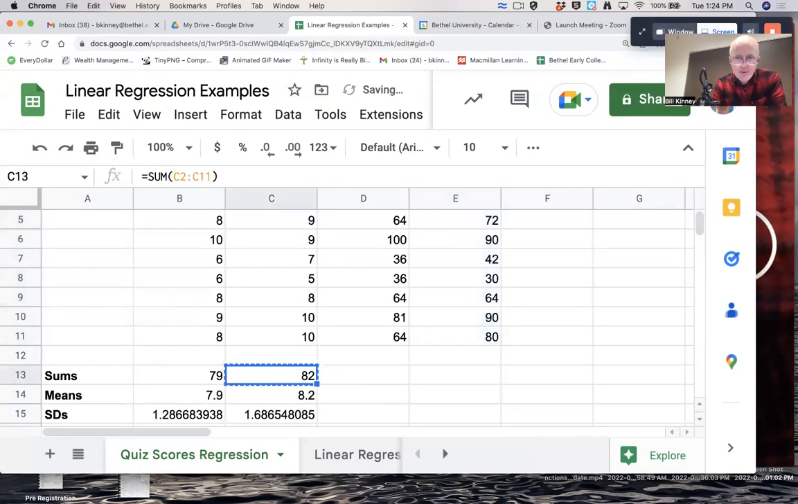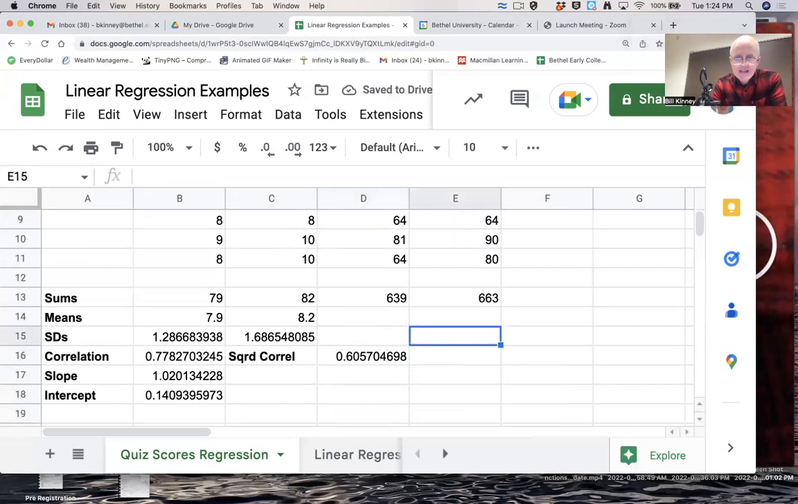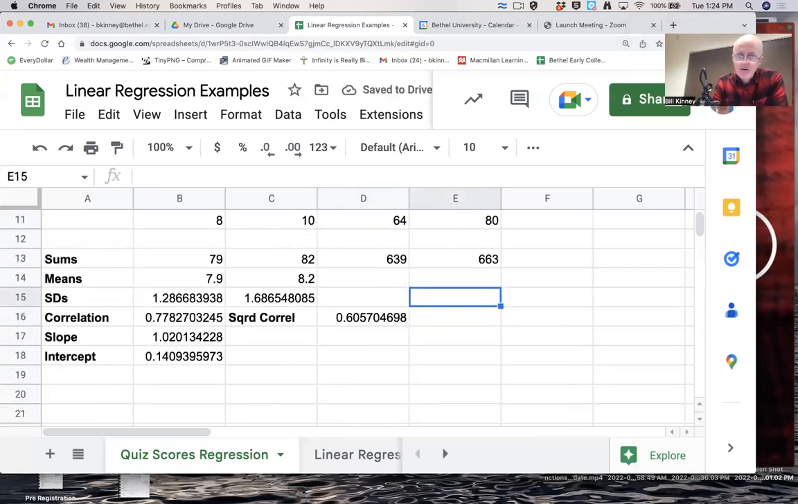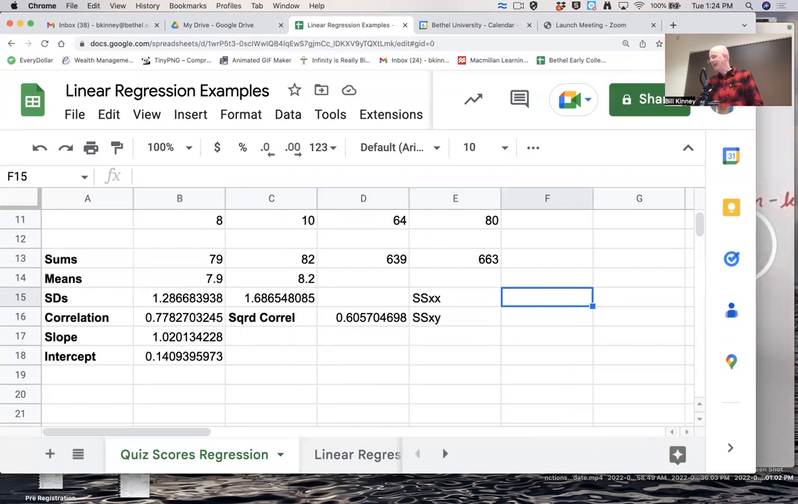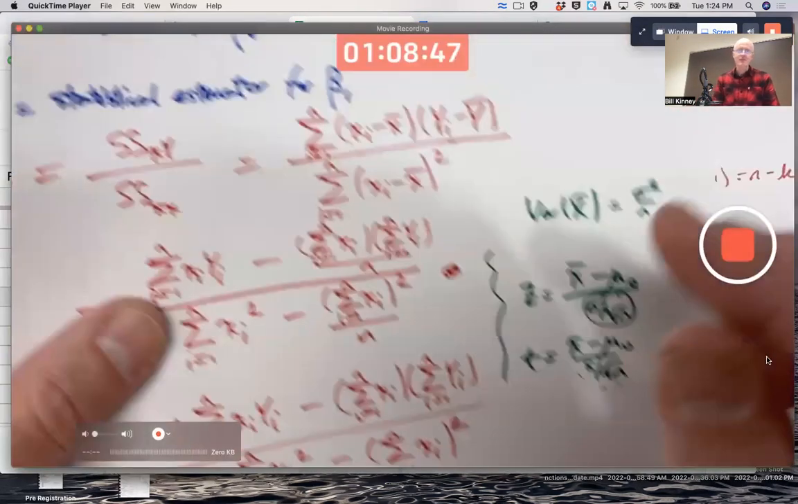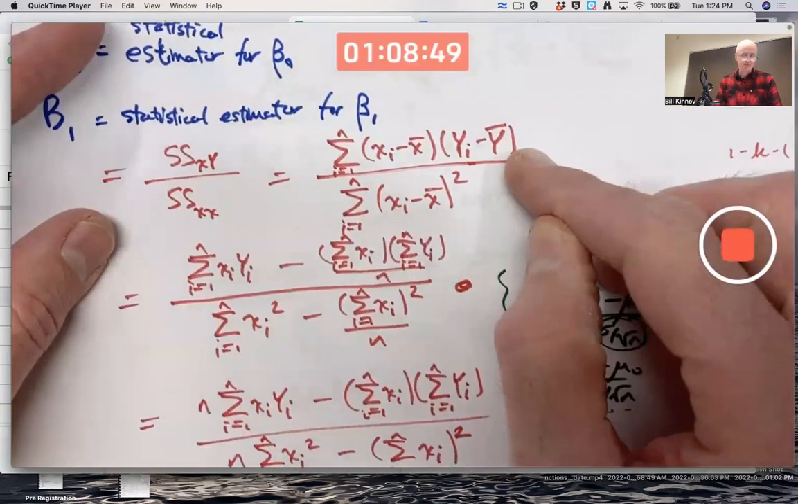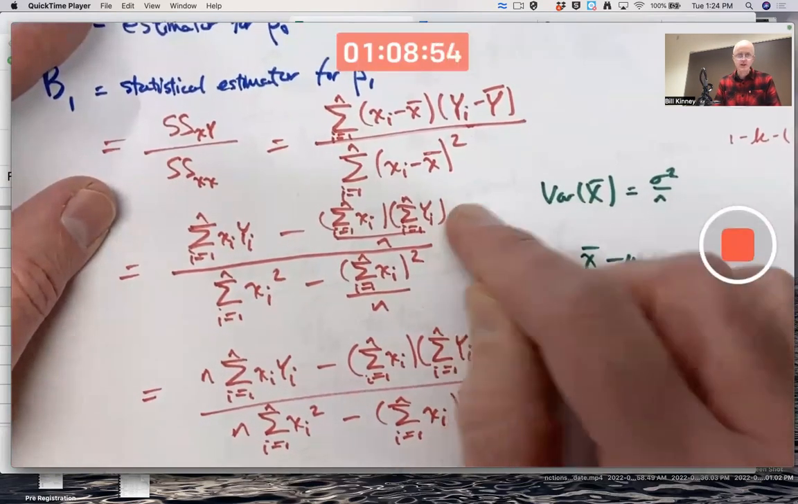We can add those up, those columns. We can use these numbers to find, well, one way to do this is to find SSXX and SSXY. And to do that, I'm going to use not these formulas, but these two formulas, the numerator and denominator of this fraction here.